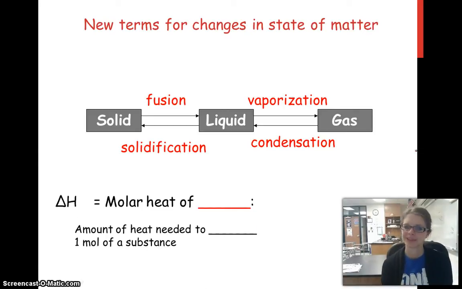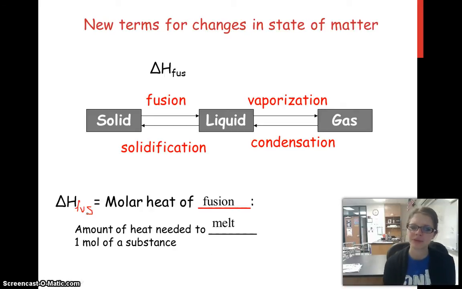And that brings us to another new term, this change in H thing. Notice it has the fus. That would mean it's the molar heat of fusion. Molar heat of fusion is defined as the amount of heat needed to melt or fuse 1 mole of a substance. Now you can actually have terms for all four of these spots.